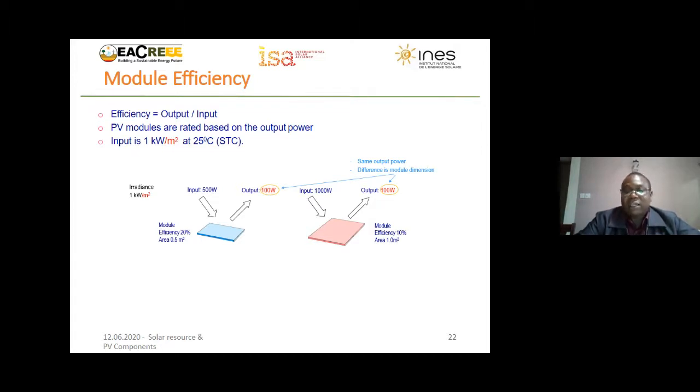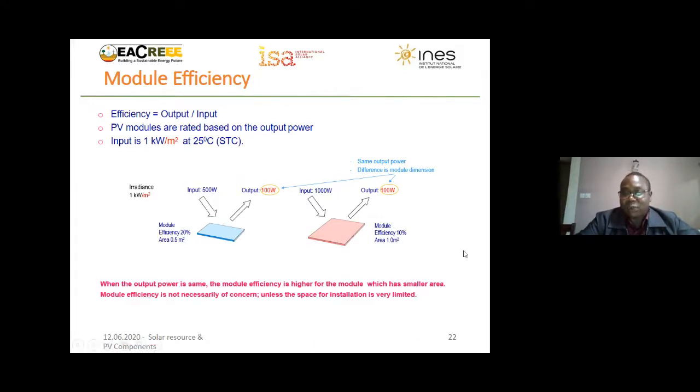So generally, space is a key aspect when we are considering installation, because the bigger the space you have, the less you need to go for very efficient modules. You can go for polycrystalline or multicrystalline silicon. So when the output power is the same, of course, the module efficiency is higher for the module which has the smaller area. And usually module efficiency is not a big concern unless the space that you have is of the essence.